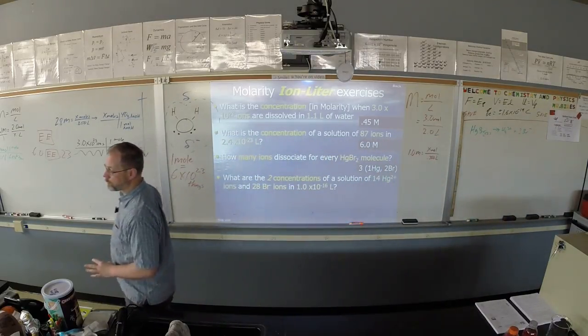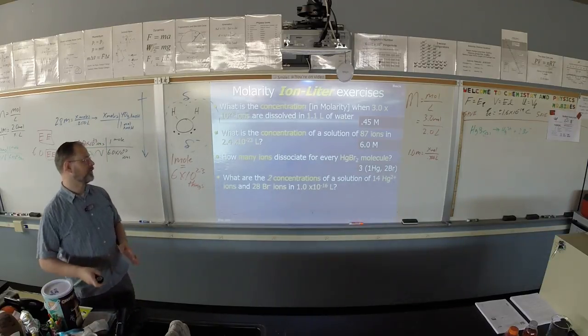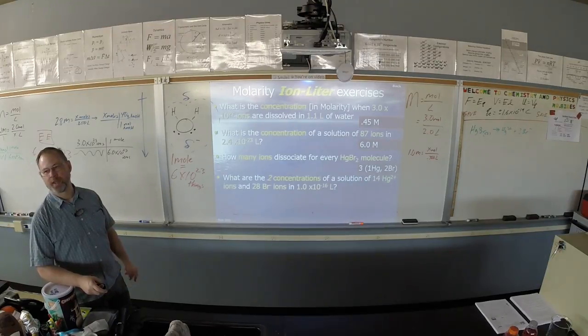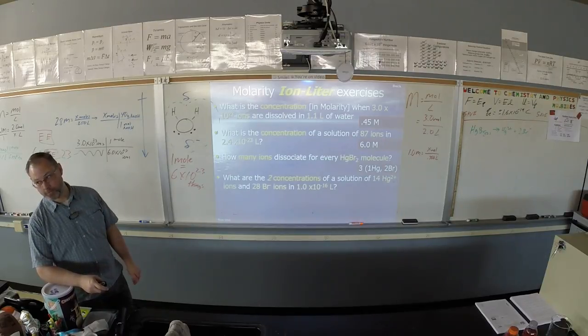Next, what are the 2 concentrations? I'm not going to do this for you. This is for all you. What are the 2 concentrations you get when you have 14 ions of mercury and 28 ions of bromine in 1 times 10 to the negative 16 liters of water? This is going to be very similar to the simulation you're going to be doing tomorrow.